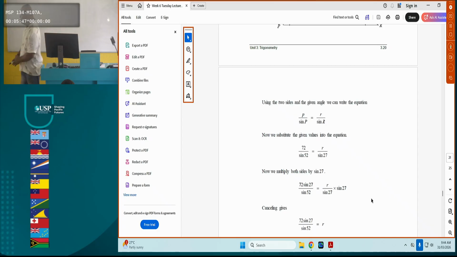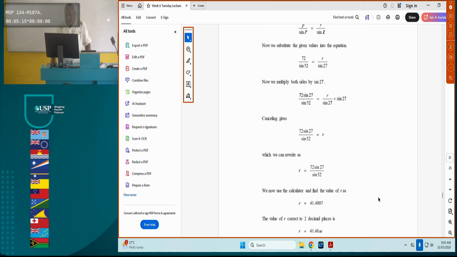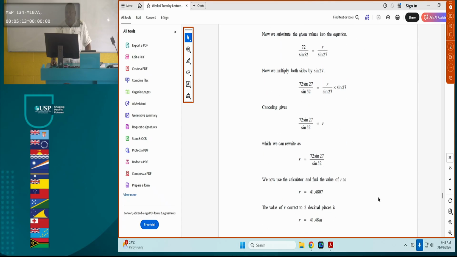On the calculator, do this: 72 sine 27 divided by sine 52. If you have a calculator, I want you to do that. What do you get? 41.43. To two decimal places, 41.4.